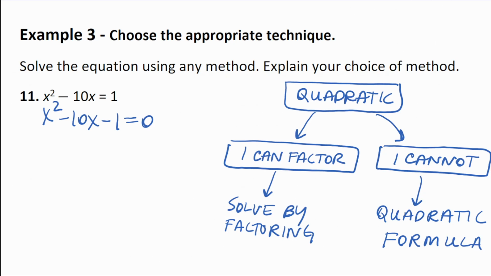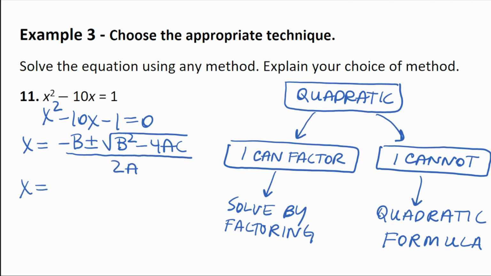Okay, so that's my thought process here. I'm looking at this. I'm not thinking of any factors of -1 that add to -10. That doesn't seem very realistic, so I'm going to have to use the quadratic formula. But I know that x equals -b plus or minus the square root of b squared minus 4ac all over 2a.